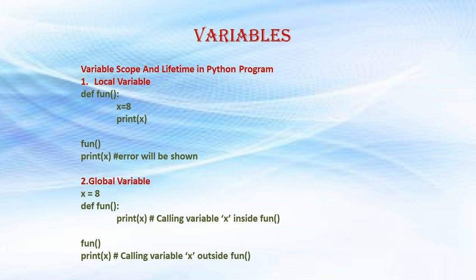Second is global variable, which means a variable which is declared outside the function. Then what will happen? We can use that global variable within the function also, and we can use it outside the function also. For example, x equals 8, which is a global variable. Def function, we have declared a function, print x, then it will call the value of x and print it. Then function call, it will stop the function here and print x. Then it will again call the value of x and print it outside the function also. It won't give any error.